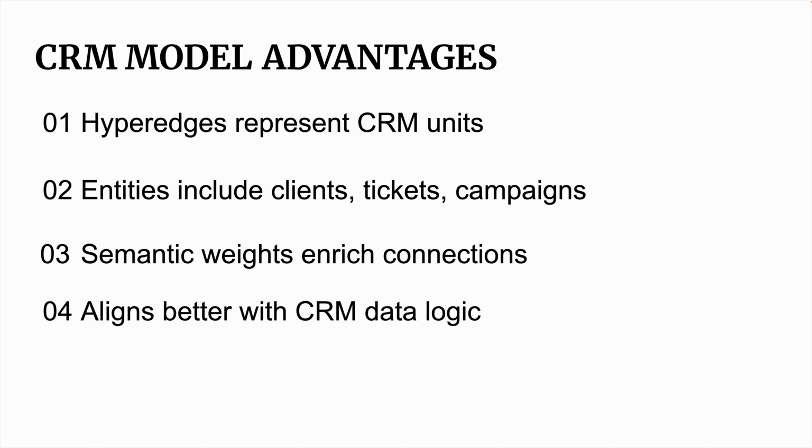In a hypergraph-based CRM model, each hyperedge reflects a specific unit of business logic, such as a set of customer interactions. These hyperedges may include support tickets, marketing campaigns, or purchase records. Semantic weights can be used to define the significance of each connection. This structure aligns more closely with the nature of CRM data.